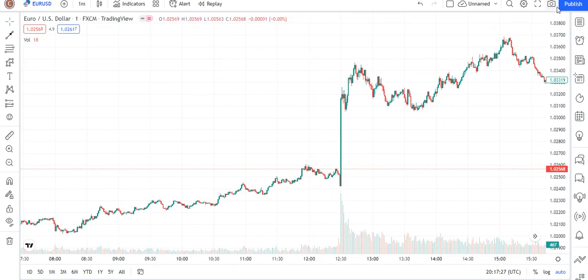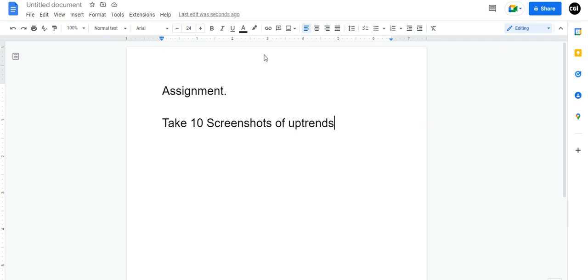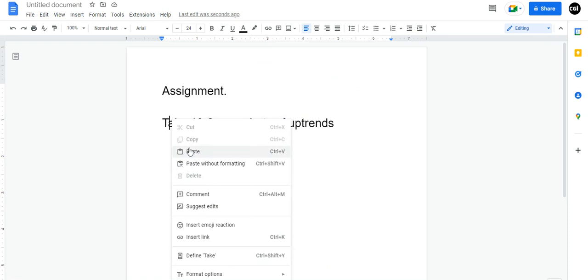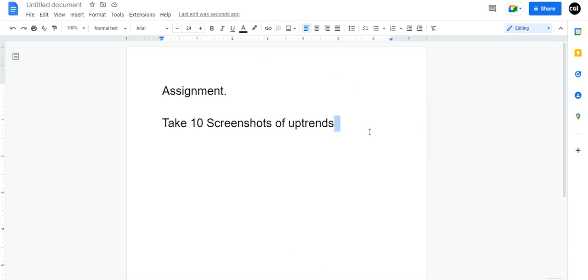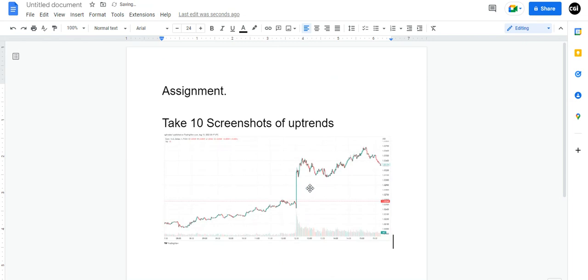Now you take a screenshot here. You can copy chart image, come to any text editor and paste it. So you will do 10 of these, just put 10 examples there of uptrends. It can be any time frame, I don't care. I just want to make sure that everybody knows what an uptrend is and what an uptrend looks like.